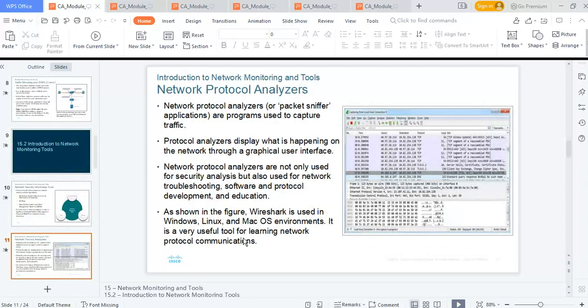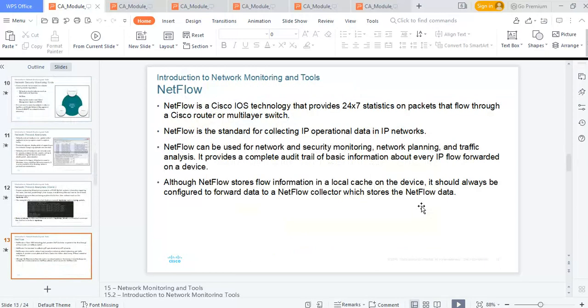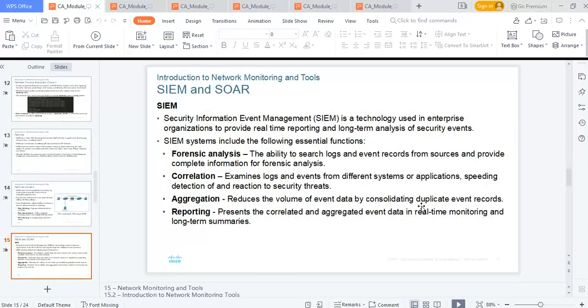So this is what a protocol analyzer looks like. Wireshark, right? Wireshark comes with the Kali Linux operating system, but you can download and install Wireshark on your Windows machine. tcpdump is also a utility in Linux. NetFlow is proprietary to Cisco.